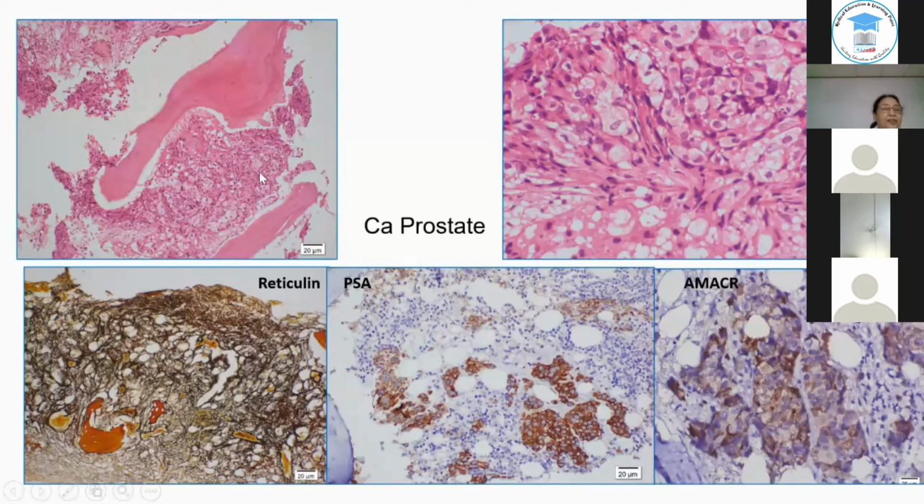And on reticulin, it is grade 3 reticulin, and these tumor cells are positive for PSA as well as for another marker. So here you cannot make out what tumor cells these are, but only on PSA and that marker were we able to reach the diagnosis.